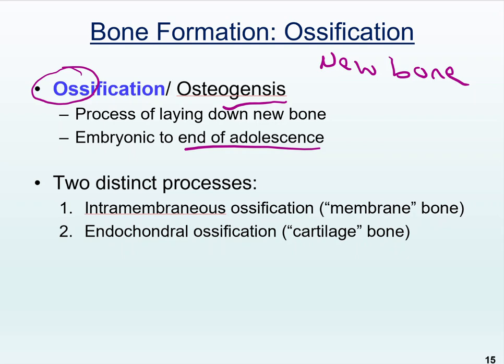There are two distinct ways in which new bone is laid down, or in which ossification occurs. One is called intramembranous ossification, and the other is called endochondral ossification. We're going to look briefly at both of these, but one of them I want you to know the most. But it is important that you are able to distinguish between intramembranous ossification and endochondral ossification.